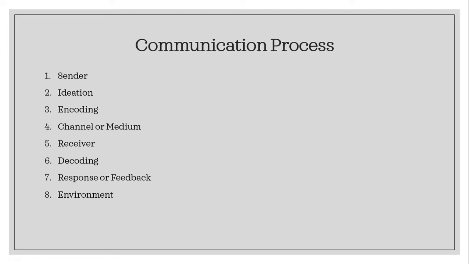The message needs a medium or a channel to reach the receiver, whether you communicate orally or by writing. If you are speaking face to face, then you are using air as the medium. If you text a message, then you are using your mobile phone as your medium. The fifth phase is the receiver. The person who listens or reads your message is called a receiver.